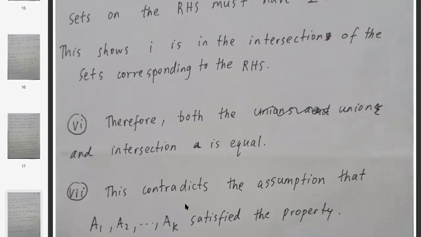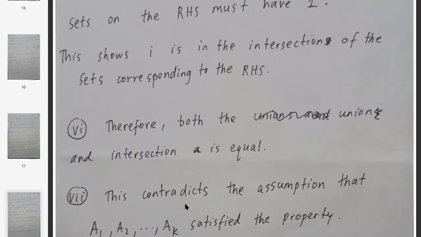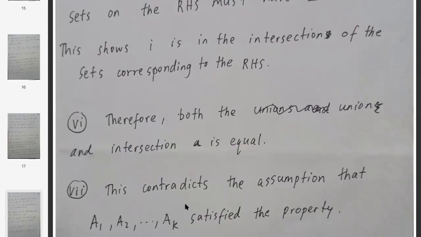Okay? But this contradicts the assumption that A1, A2, ..., AK satisfied the property in the question, where the question said that there exist no such groupings. Okay, and this proves that our assumption that they were linearly dependent was false.